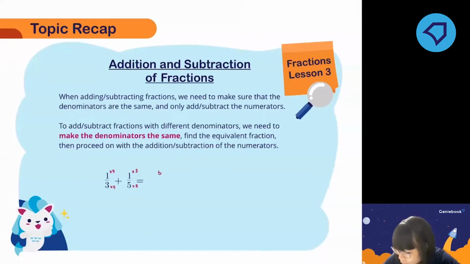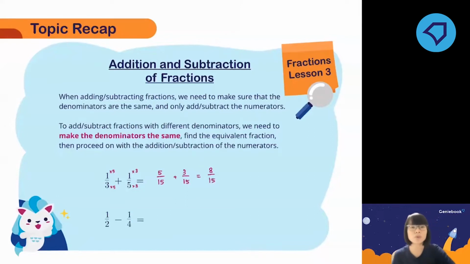So we have 5 over 15 plus 3 over 15. And what will you guys get? What's the final answer? 5 over 15 plus 3 over 15. You get 8 over 15. Is this the simplest form? Yes, you have to change them to like fractions. Is it the simplest form? Yes, because 8 and 15 cannot be divided by any other number other than 1. So 8 over 15 is in the simplest form already. Excellent job.